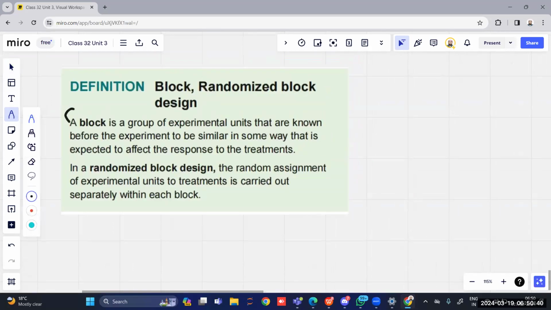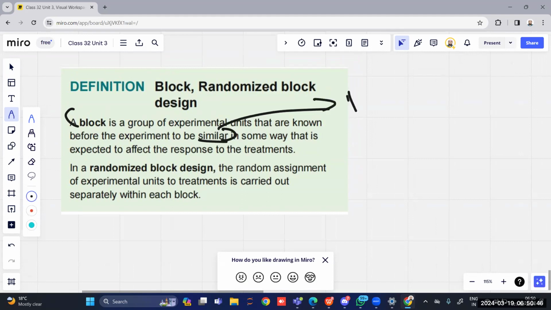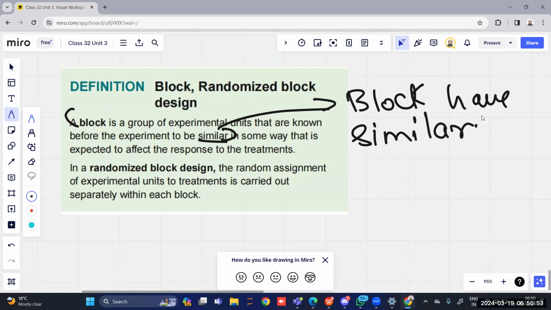So what is a block? A block is a group of experimental units that are known before the treatment to be similar. So a block is a group which has similarities. Blocks have similarities, you can remember it likewise. Similar in some way that is expected to affect the response to the treatments.